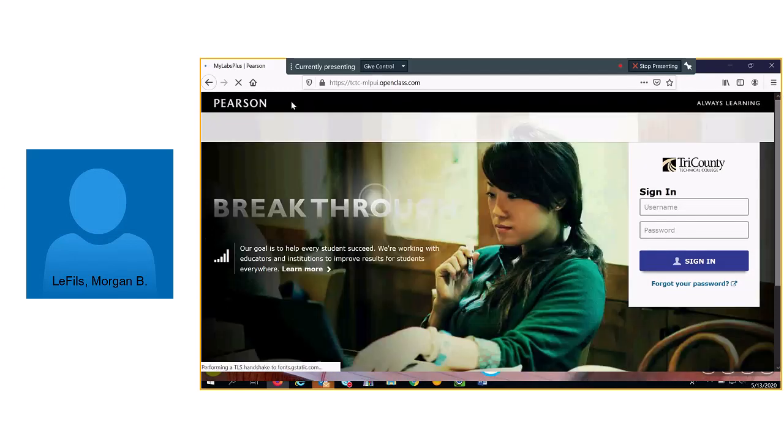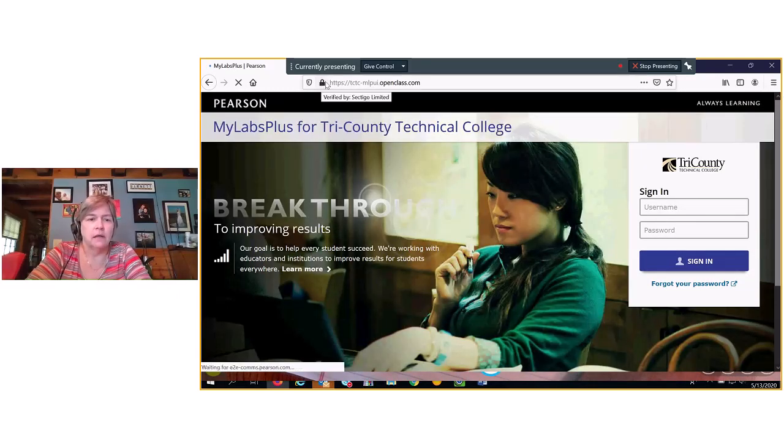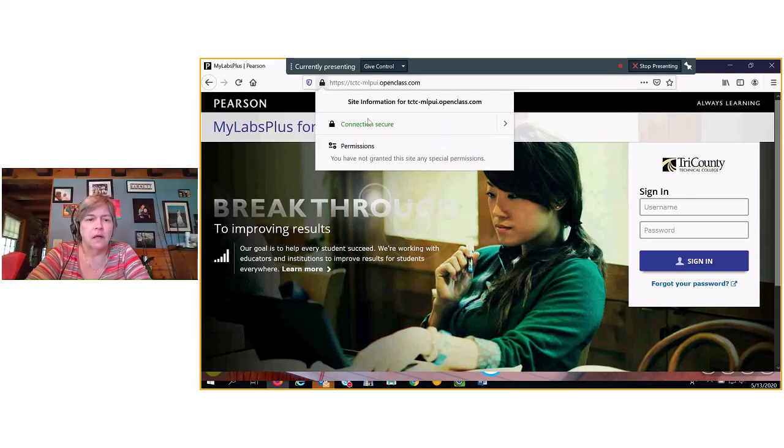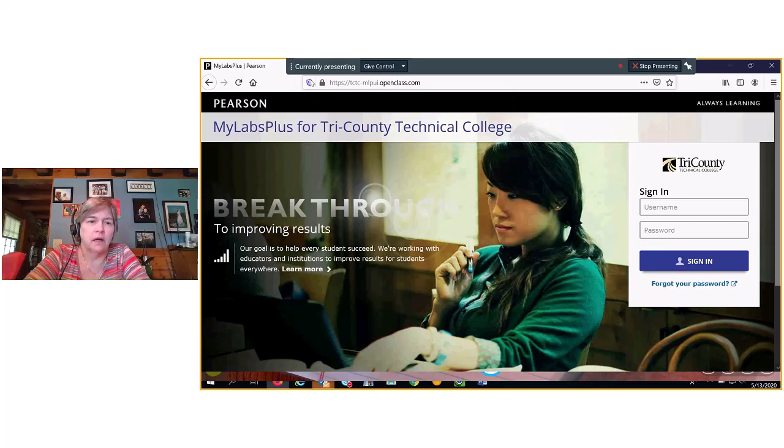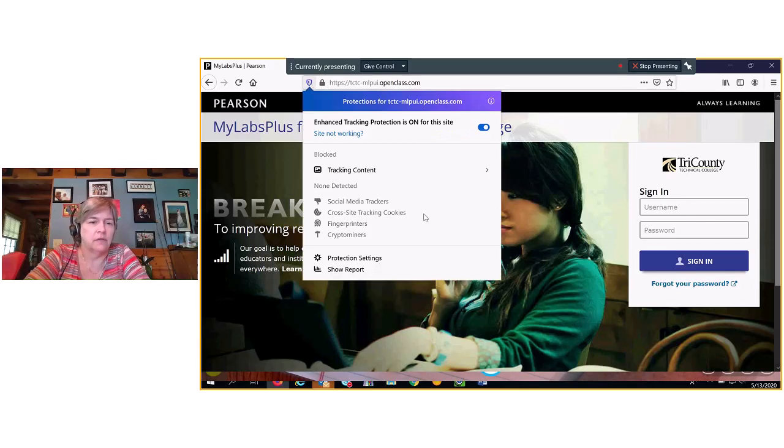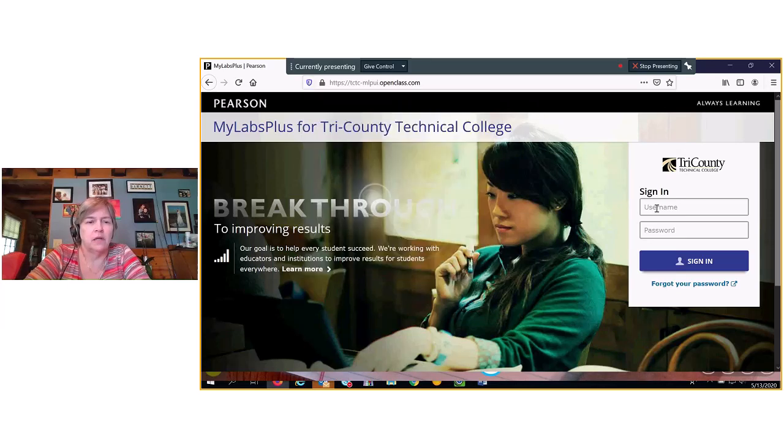Now, you will sometimes get this lock right here in the address bar. If you click on that lock, it says the connection is secure. You want to make sure that you're giving your site pop-ups. So you want to allow pop-ups on this site. If you don't, then you're not going to get a lot of the things that are going to go on. So I want to make sure that my pop-ups are showing.